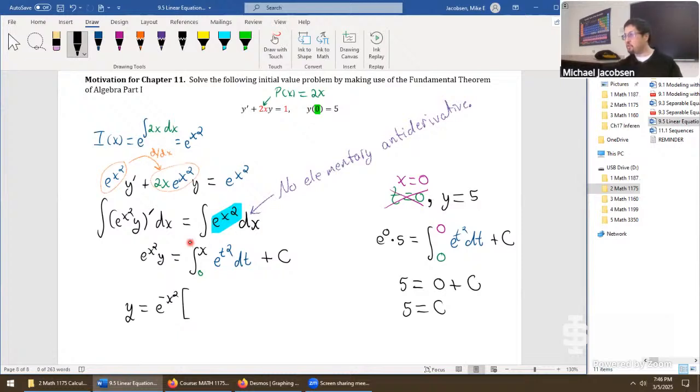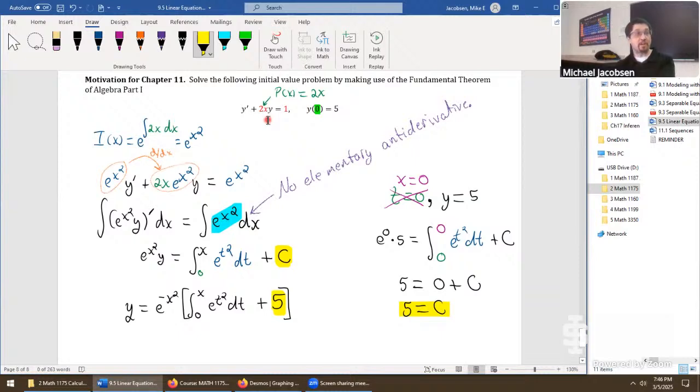Multiplies all of this stuff, so go from 0 to x, e to the t squared dt, at the constant c, which we just found to be 5. And our job is done. That's the solution to this differential equation. And it's really weird again, right?